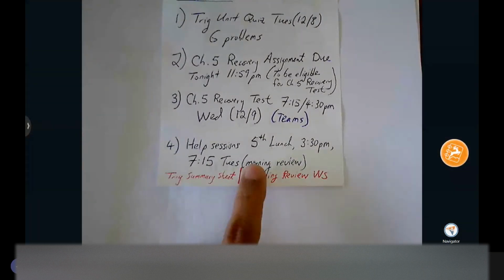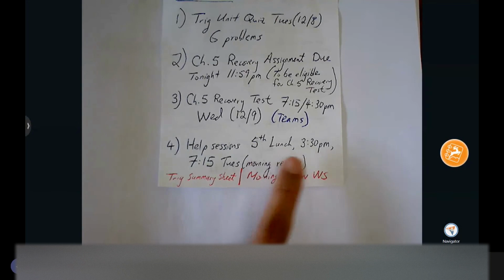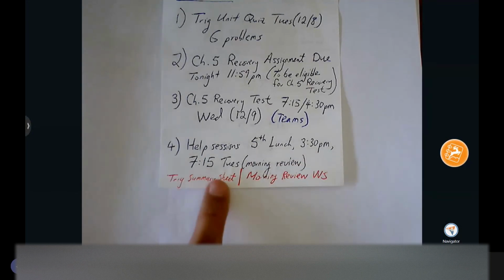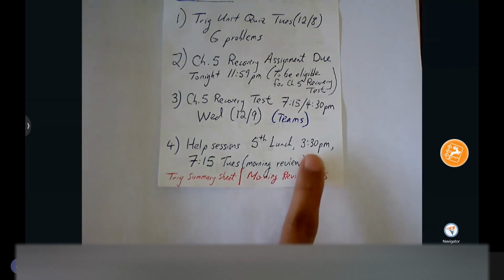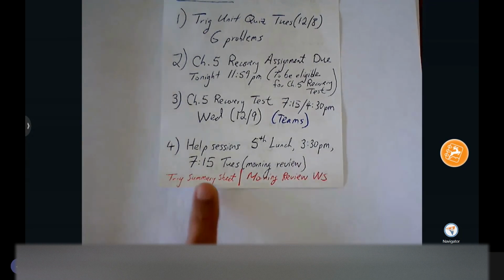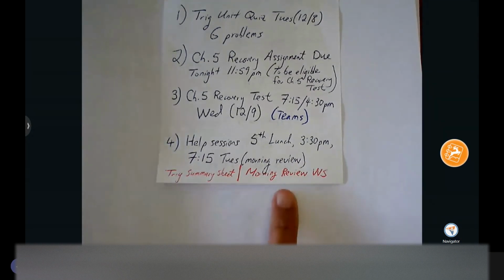Okay, finally, I have a help session, 5th period lunch, 3:30 p.m. this afternoon, and then tomorrow morning, 7:15. I'll go over the morning review, 3:30 as well, for students who can't make that morning session. So I encourage you guys to work through that morning review worksheet beforehand, just as a way to see if you're able to do everything from scratch, right? I think it's a good thing to do. And then tomorrow morning, if you need additional help or you want me to go over the problem or if you have some specific questions, I can help answer that.